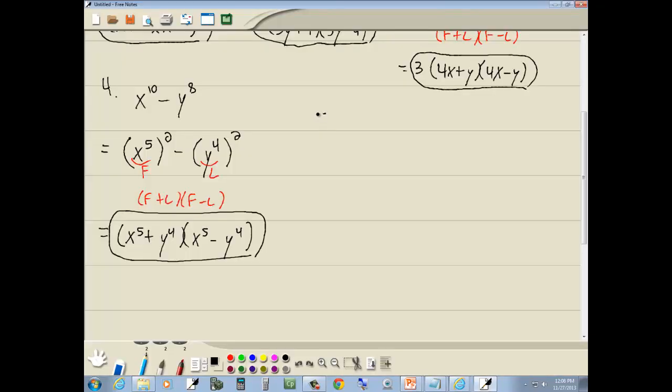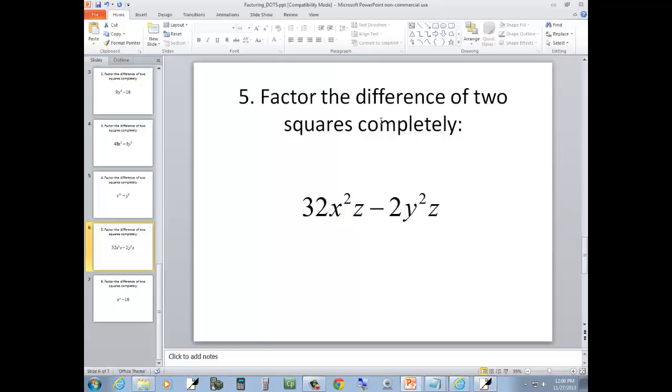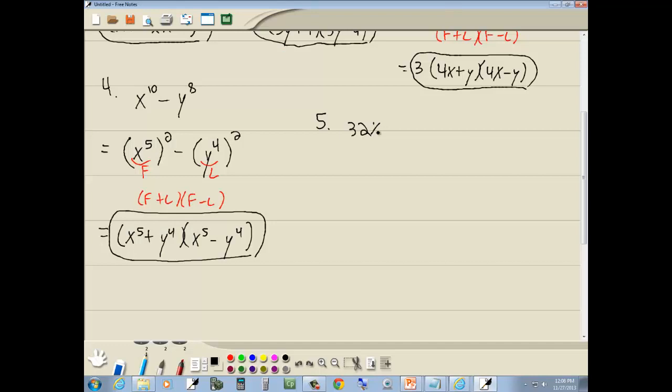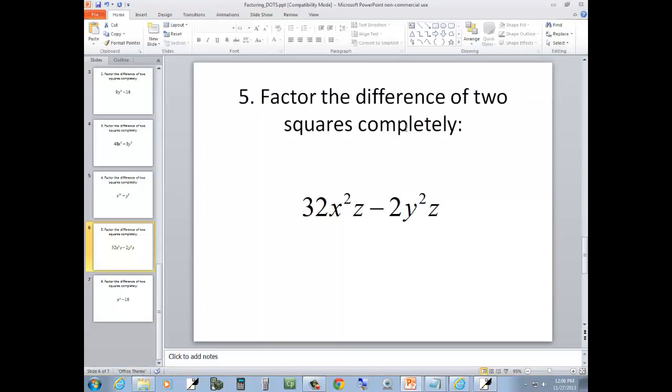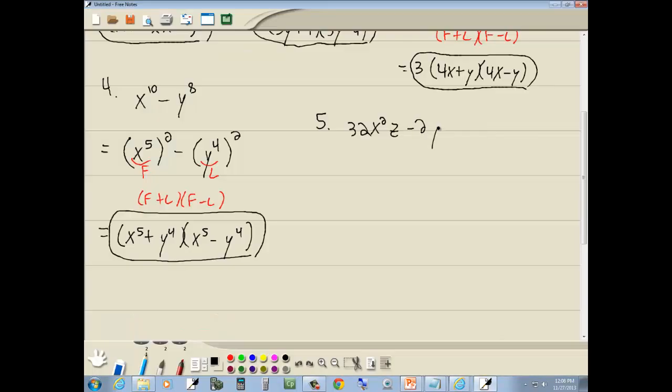Let's look at this one. We got 32x squared z minus 2y squared z. First off, I notice I have a GCF in common. 32 and 2 both divisible by 2, so I'm bringing 2 out. And they both have a z, so I'll bring out a z.